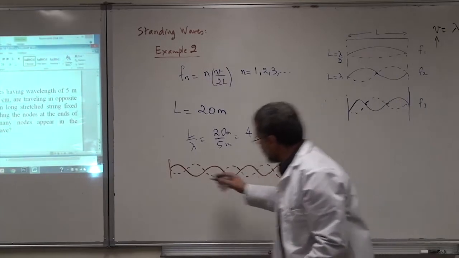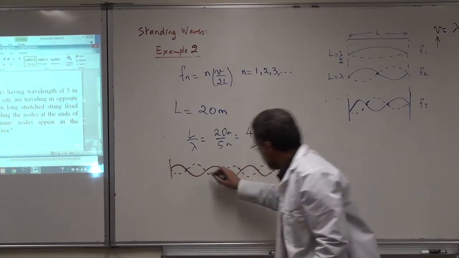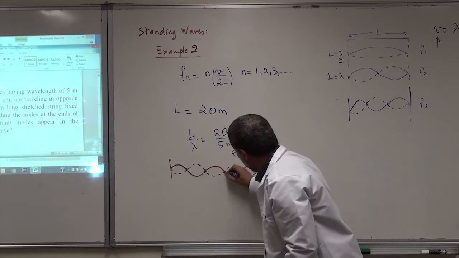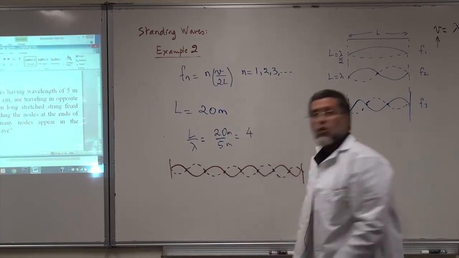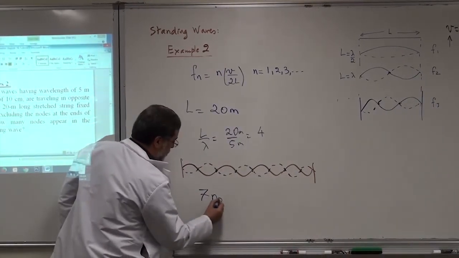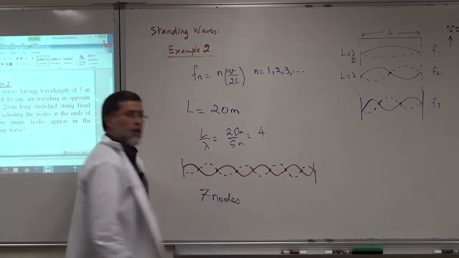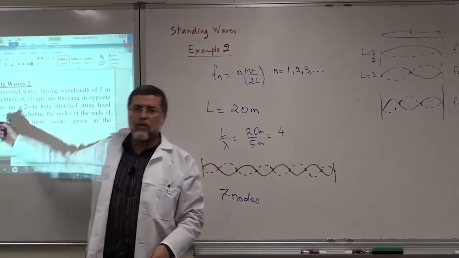Let's count how many nodes I have. This is one of them. He said excluding these two. 1, 2, 3, 4, 5, 6, and 7. So there are 7 nodes. Okay, let me write down here: 7 nodes in this special case, excluding the 2 nodes at the end. That's what he wants, okay?